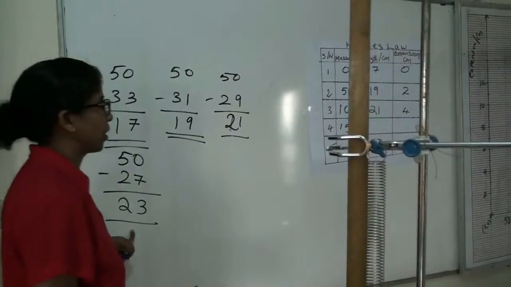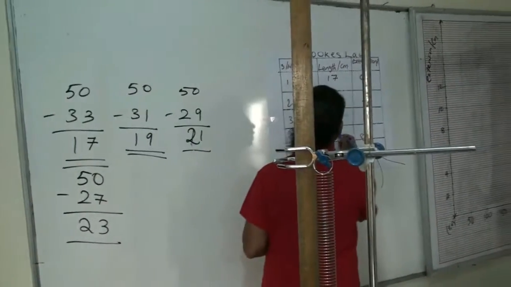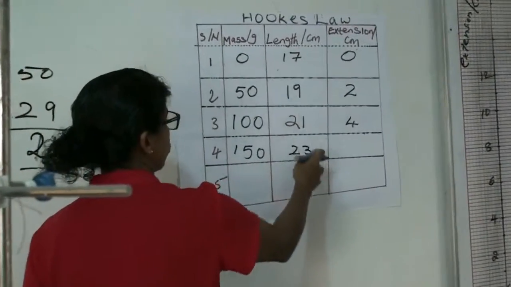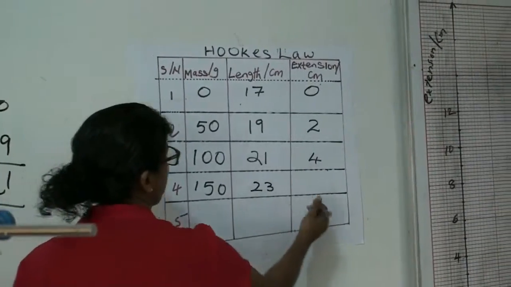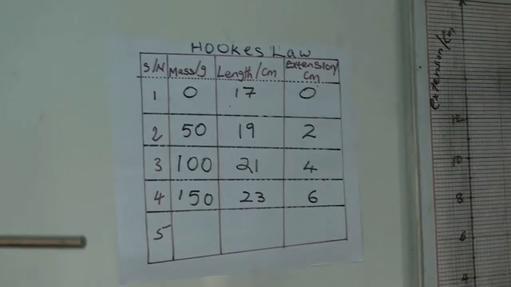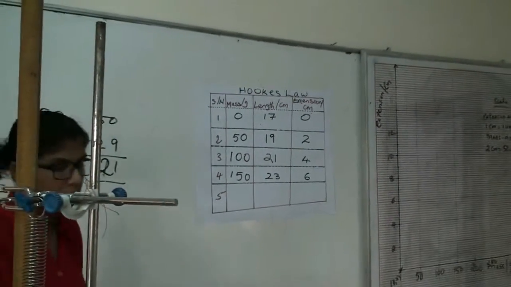Note down the length. It's 23. The length of the spring is now 23. From 17 to 23, it has extended. So 23 minus 17 is 6. So it's a 6 centimeter extension.